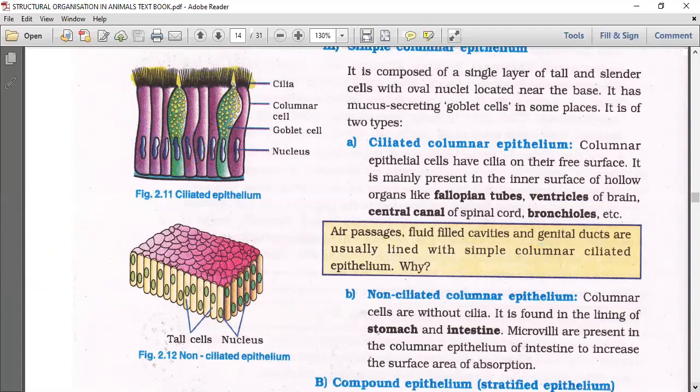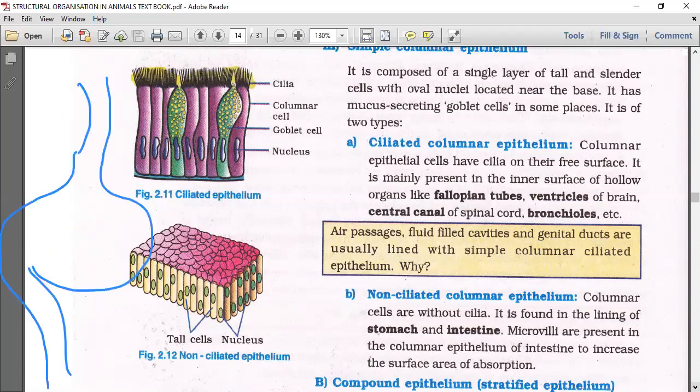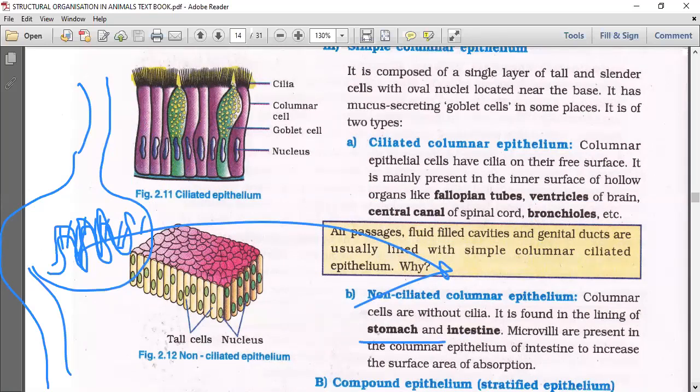Okay, so now everything we are discussing in second year, we need to remember for the exam. That is very important. Non-ciliated columnar epithelium: in case of the stomach and the intestine, the epithelial layer is with what? It is with non-ciliated columnar epithelium, found in the lining of the stomach and intestine.